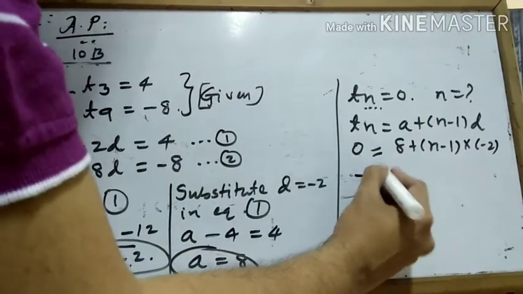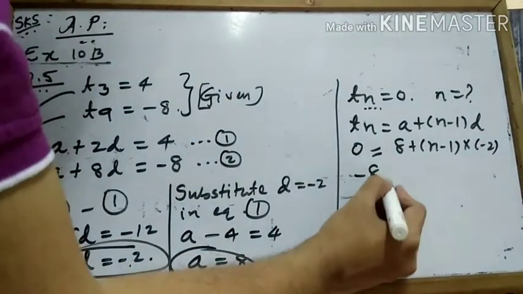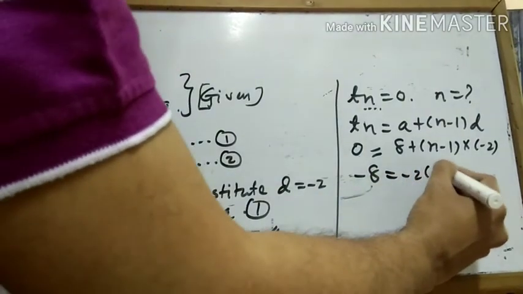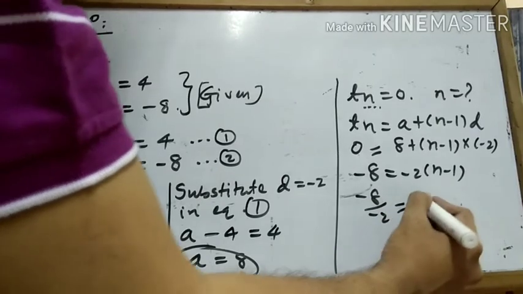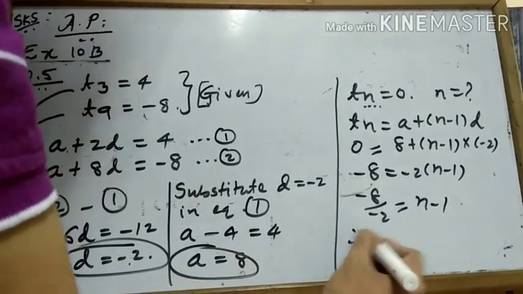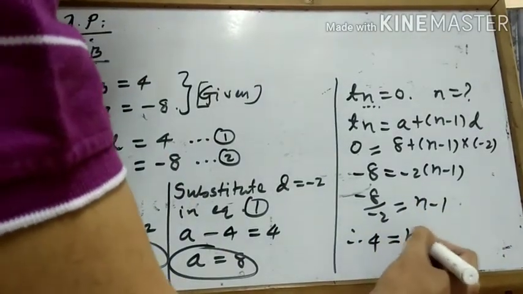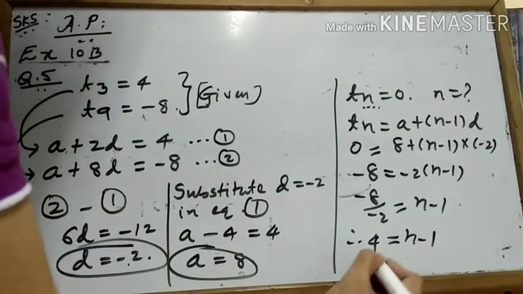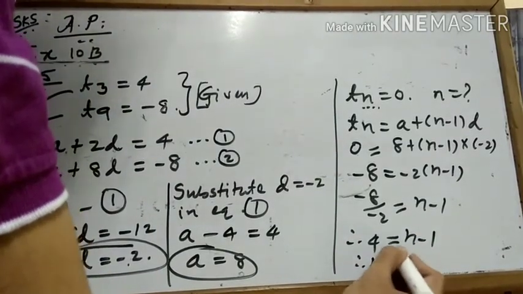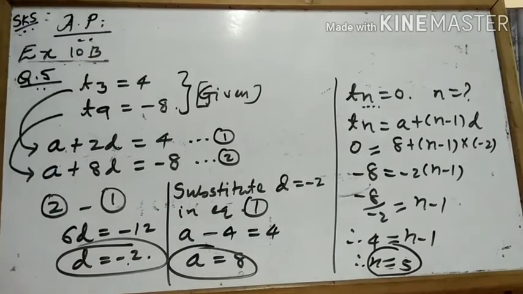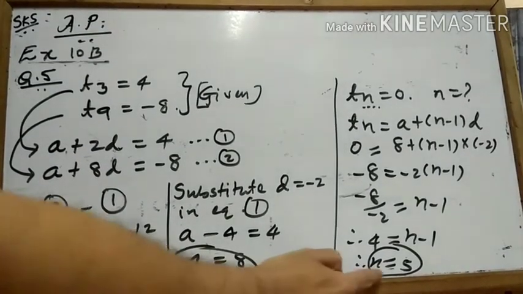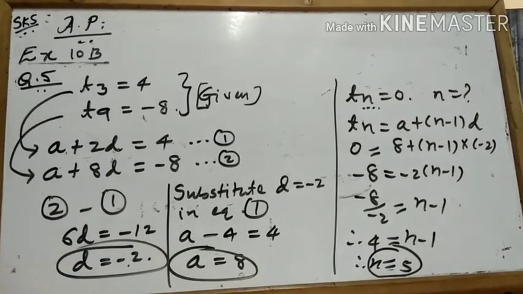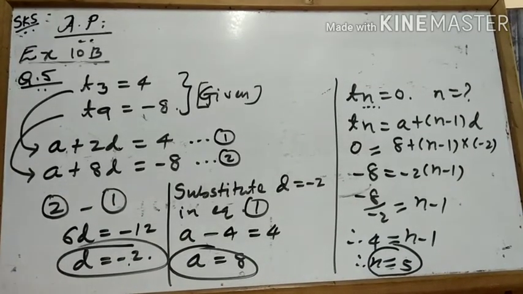So 0 is equal to 8 plus n minus 1 into D, where D is negative 2. So this 8 comes over here. Negative 8 is equal to negative 2 into n minus 1. Negative 8 over negative 2 will be equal to n minus 1. So 4 will be equal to n minus 1, and n will be equal to 5. So the fifth term of this AP will be 0. Mind it very well, some additional information: n can never be a fraction and can never be negative. n is always a natural number.